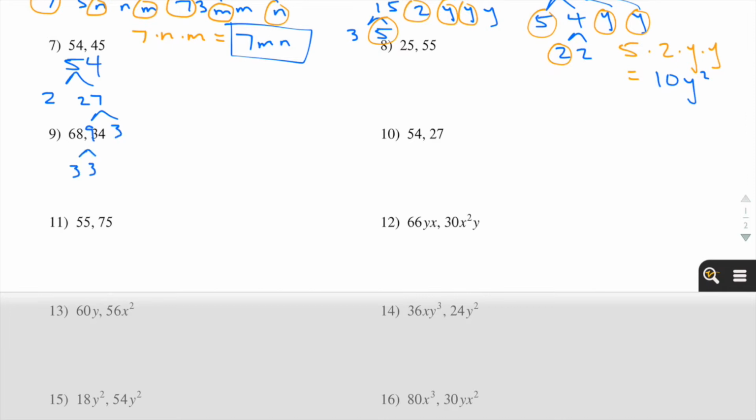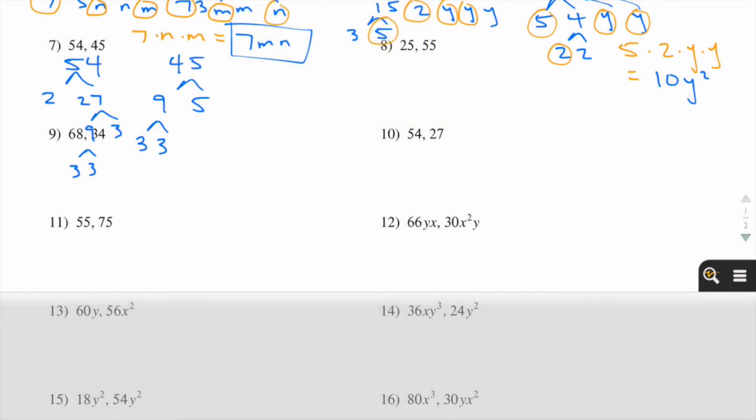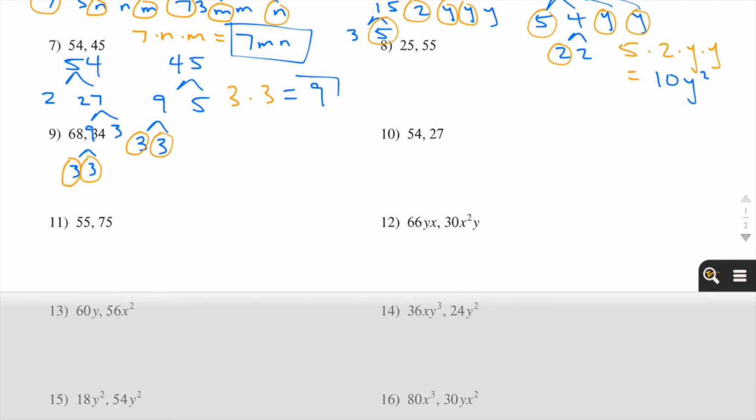Let's look at the 45. That breaks down to 9 times 5. 9 breaks down to 3 and 3. So we're done with that. So let's go ahead and circle the ones that they have in common. This has a 3, this has a 3, this has a 3, and this has a 3. And that's it. So we just multiply those two numbers, 3 times 3. We end up getting 9 is our greatest common factor.